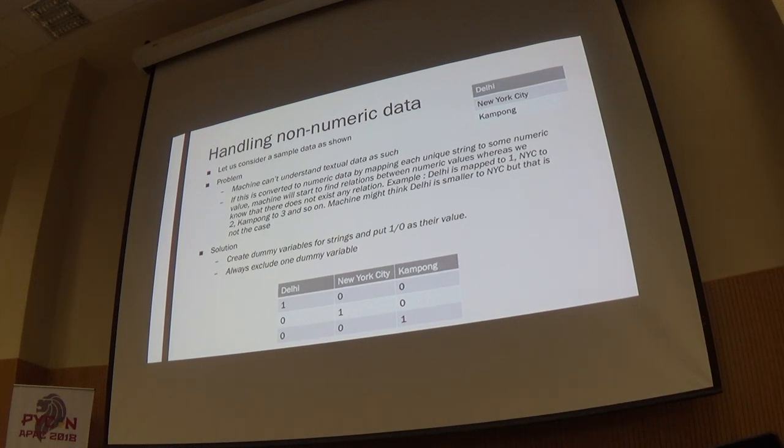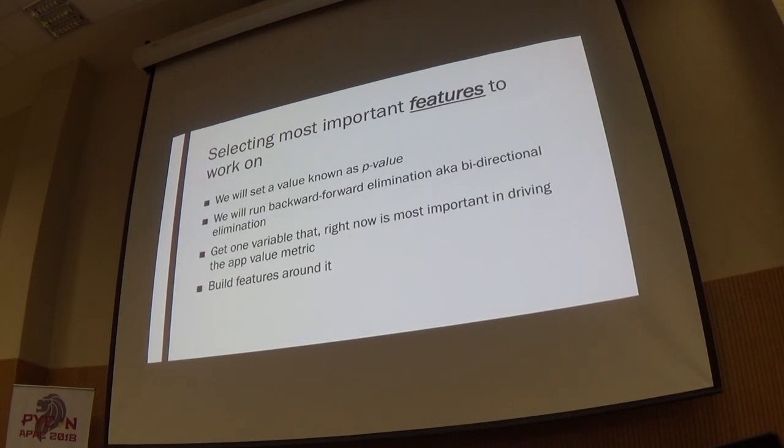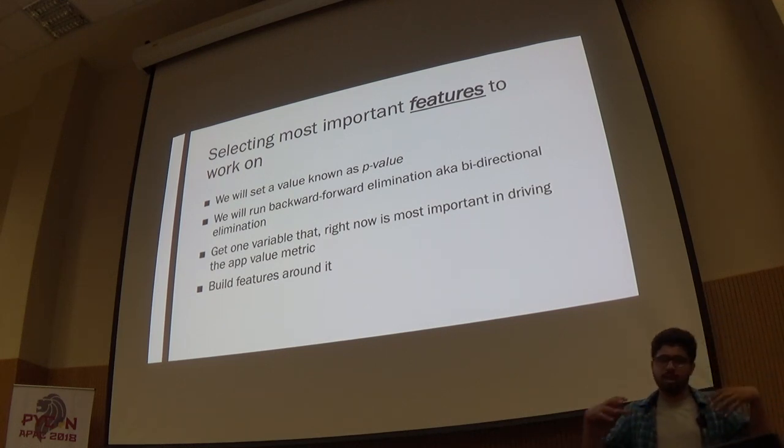So when we have this, what we'll do is try to figure out what is the most important feature to work on. We'll set a confidence value, we'll set up a p-value. We will run backward forward elimination, also known as bidirectional elimination, in our system. We'll get one variable that is the most important factor in our app value metric.